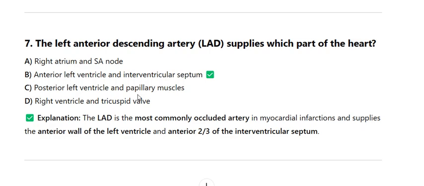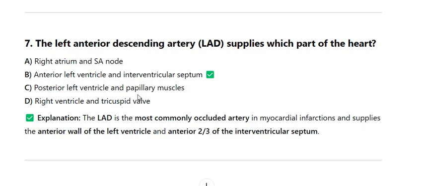7. The left anterior descending artery, LAD, supplies which part of the heart? A. Right atrium and SA node. B. Anterior left ventricle and interventricular septum. C. Posterior left ventricle and papillary muscles. D. Right ventricle and tricuspid valve. Explanation: the LAD is the most commonly occluded artery in myocardial infarctions and supplies the anterior wall of the left ventricle and anterior two-thirds of the interventricular septum.